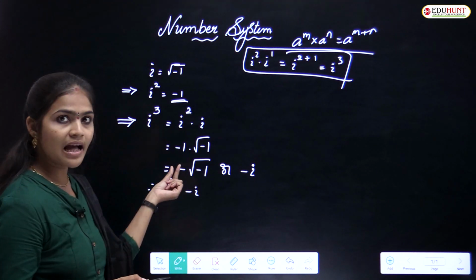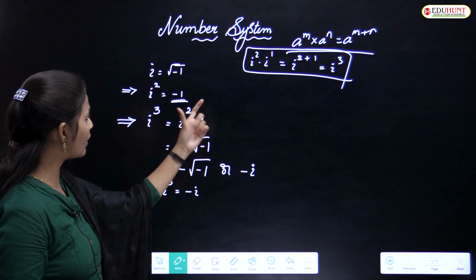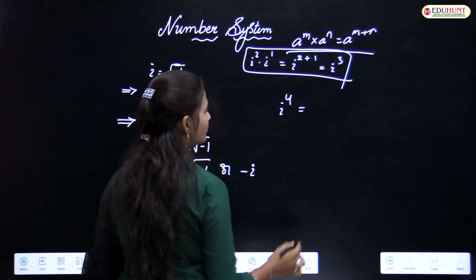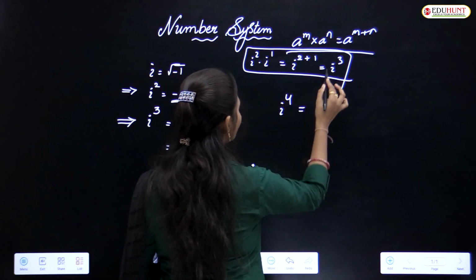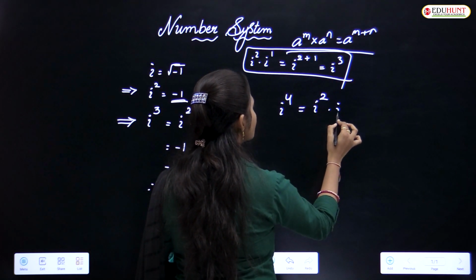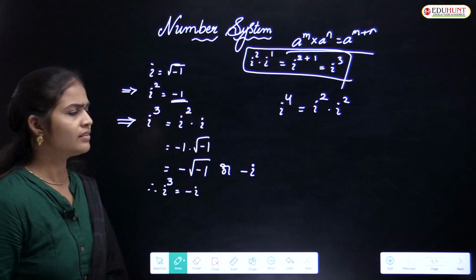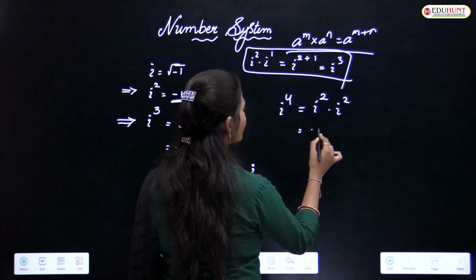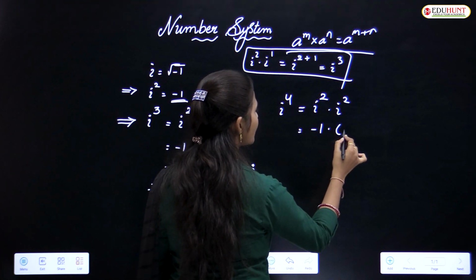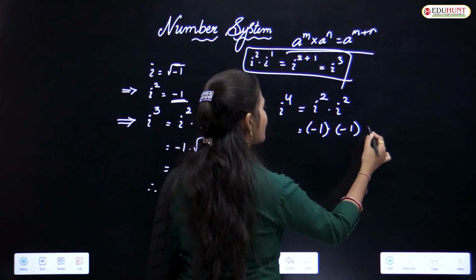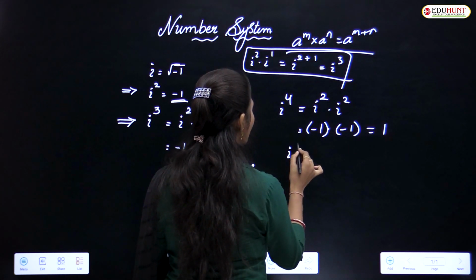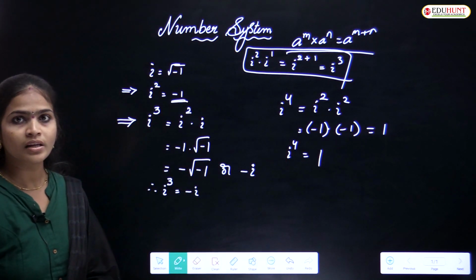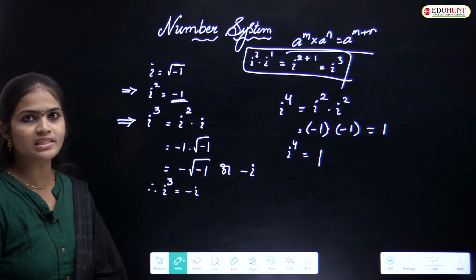Based on this, I will tell you how to find the remaining values. Let us say i power 4. How can we express it according to this? i square into i square. Mostly take that as i square. If you know the previous value, then you can substitute it here. So i square is equal to minus 1, and again i square is equal to minus 1. So minus 1 into minus 1 is equal to plus 1. So i power 4 is equal to 1, positive 1.